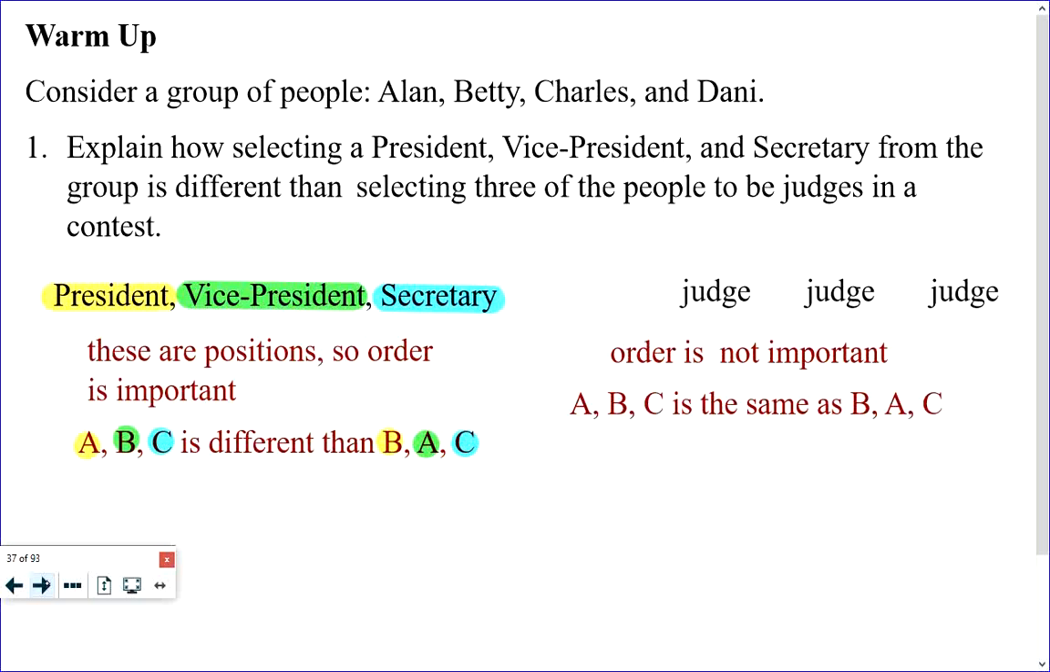I admit sometimes it's going to be difficult when you read certain problems to decide: are we talking about something where order is important or not? It's not always very simple to figure out. So A is a judge, B is a judge, C is a judge. They're all judges. There's no difference between the 3.